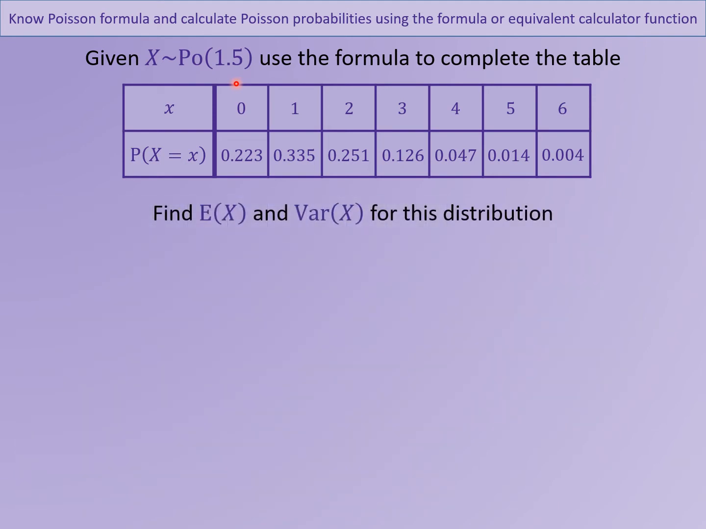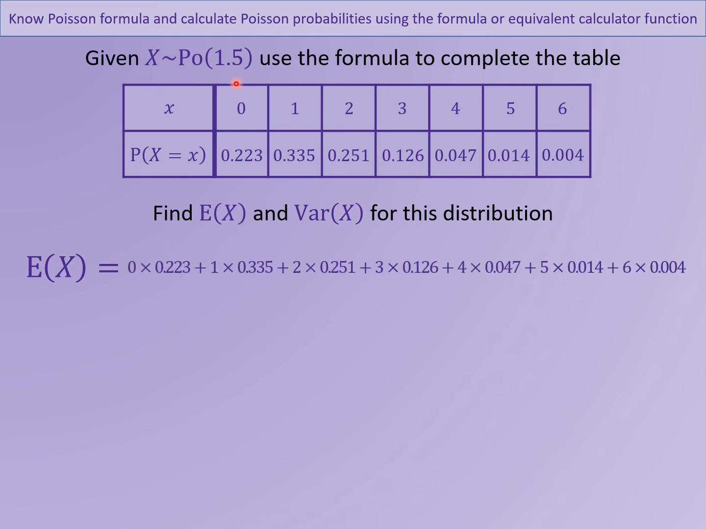We want to find the expected value and the variance of X for this distribution. Using the expected value formula, which we know is the sum of each of the x values multiplied by its probability, we get an expected value here of 1.5. This is not a coincidence, this is the same as the rate in the distribution.